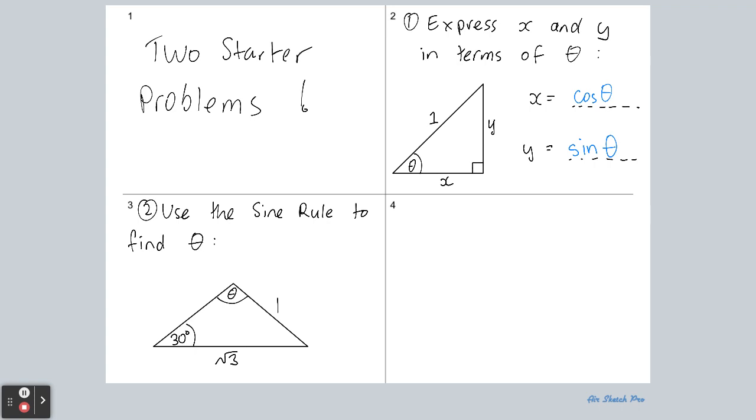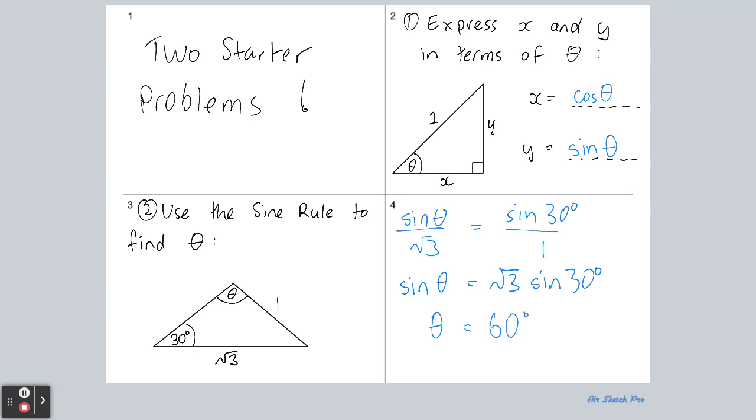Use the sine rule to find theta in this case. Okay, so you should have gone sine theta over root 3 is equal to the sine of 30 degrees over 1. Great, there's that over 1 again. So if I multiply both sides by root 3, I get sine theta equals root 3 sine of 30 degrees. Put that in your calculator, find the inverse sine, and you should have got, I think, 60 degrees.